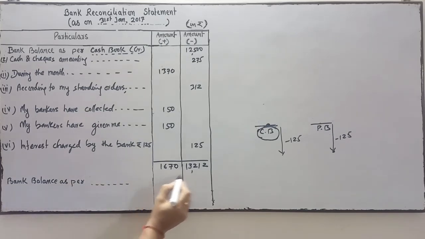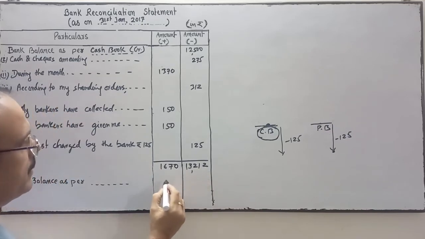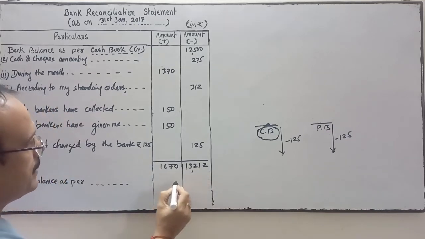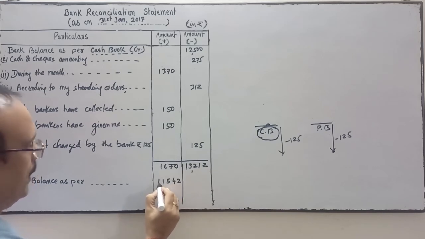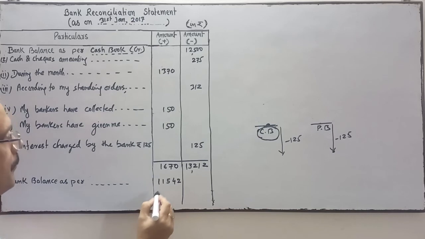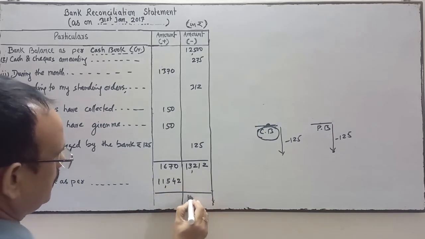This side is less, this side is more. So difference amount is 11,542. You can write the difference this side as well. This is the difference amount.